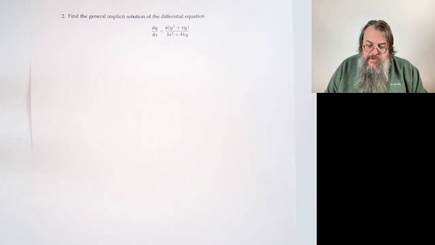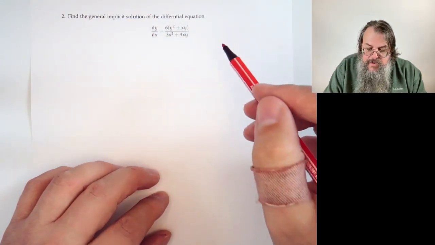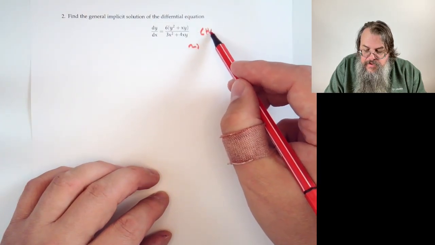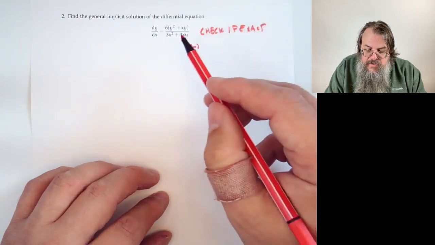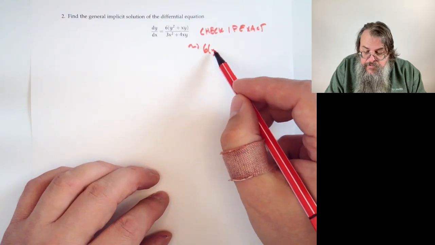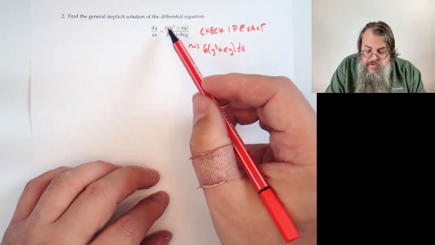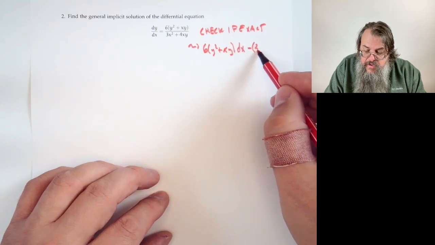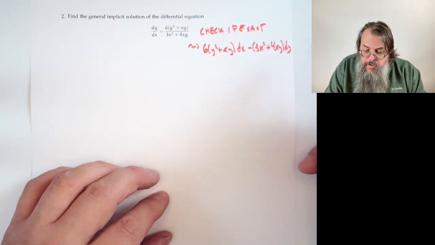If it were exact, what we could do is write it as something times dx and something times dy. So this is our check if exact. And a lot of this we can do in our heads, but at least the first step, we might as well work this out. (6y squared plus xy) dx, right? Just multiplying there. Here, I'd multiply, but then I'd bring it across, minus (3x squared plus 4xy) dy.